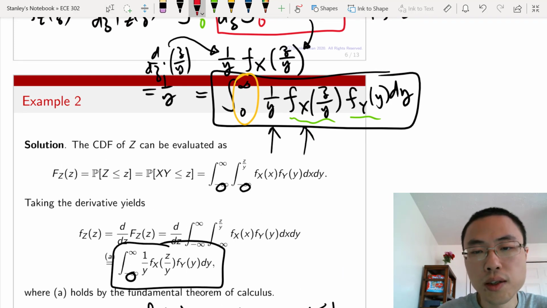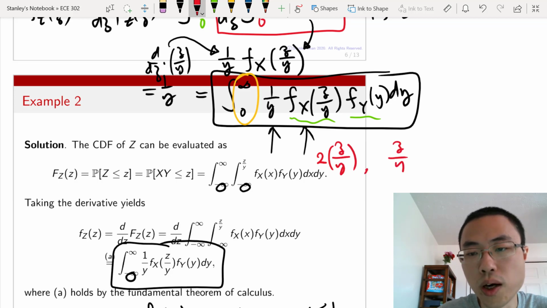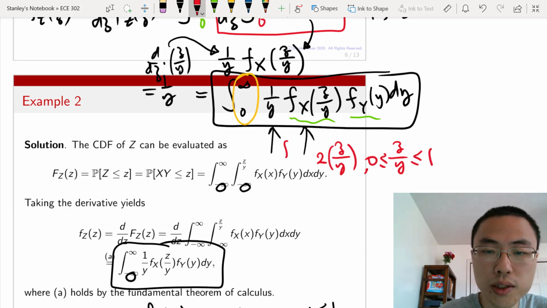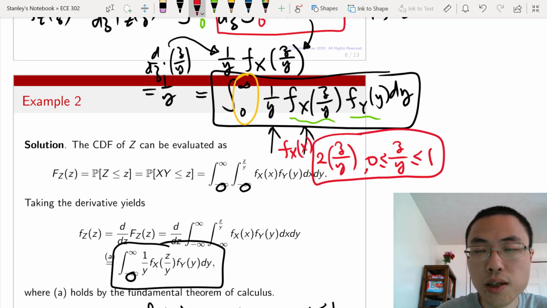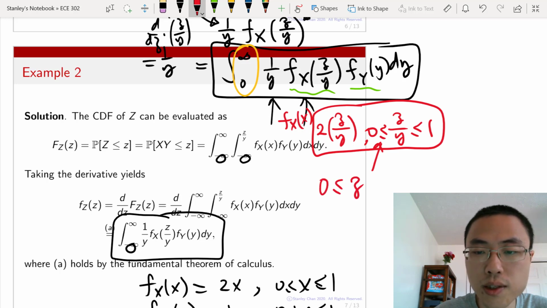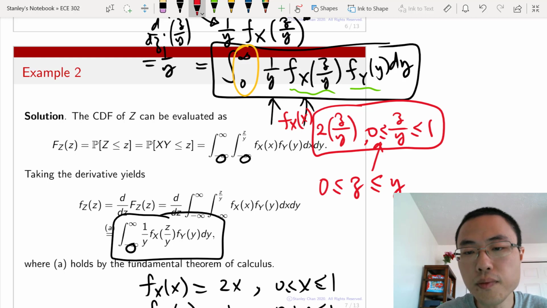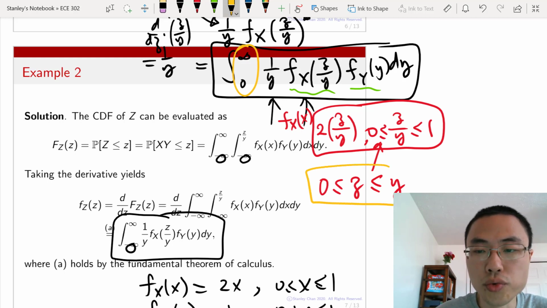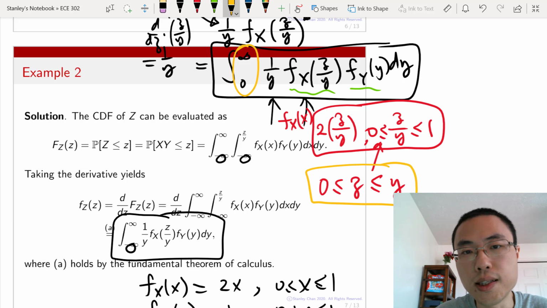So now you want to plug in your fx. Then you realize that if I replace this, fx is 2x, right? So x is z over y. I also need to worry that z over y has to be between 0 and 1. This is how I will replace this fx of x here. Now if you have this equation with this constraint, then you also need to rewrite this constraint as 0 less than z less than y. That will give you the first constraint, where y is bigger than z.